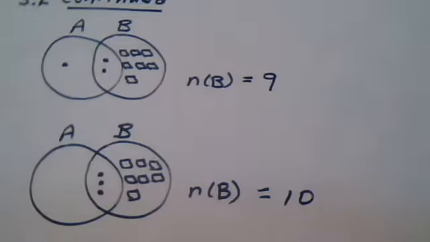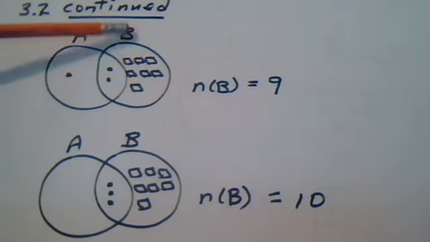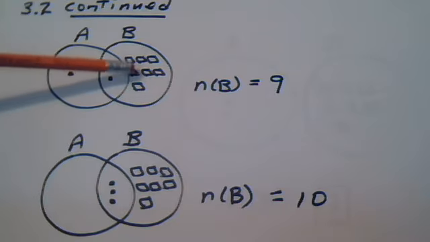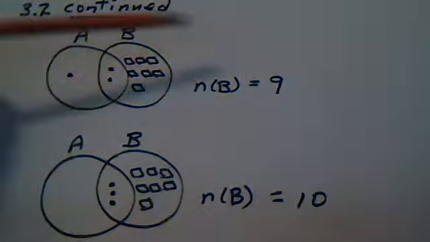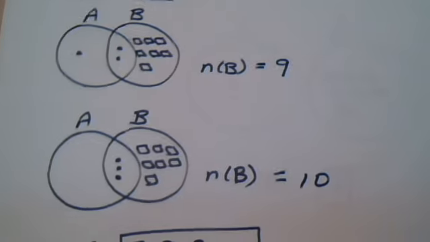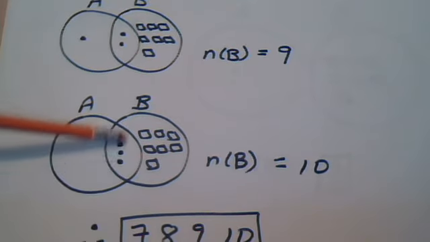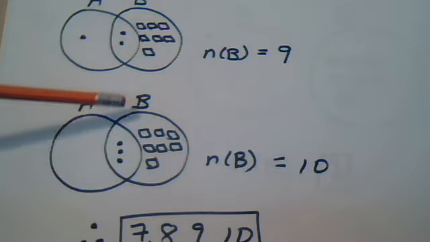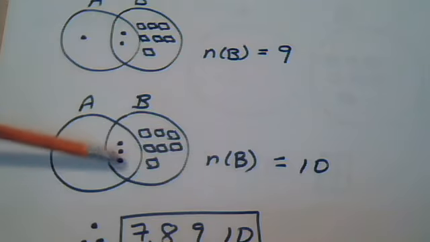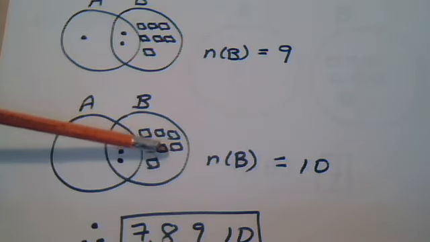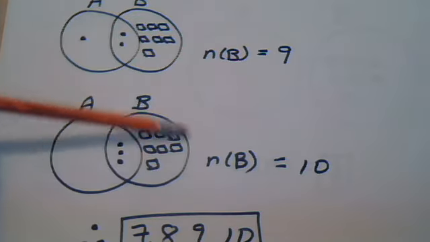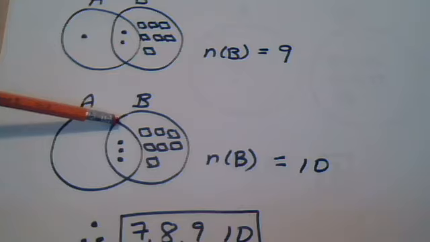Or what if there were 2 members from A also in B? Then group B would have 1, 2, 3, 4, 5, 6, 7, 8, 9 members. And notice if you were to add all the members, it's still 10. Or what if all the members of A were in the overlap region? Then B would have 10 members. Again, the union, that means you put the members of A and B together, is still 10. But this time, all 10 are in B. 3 are in A.